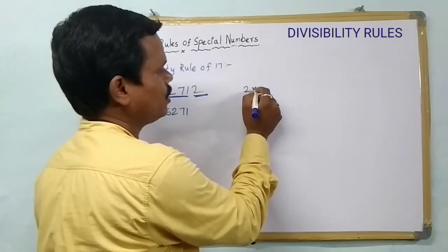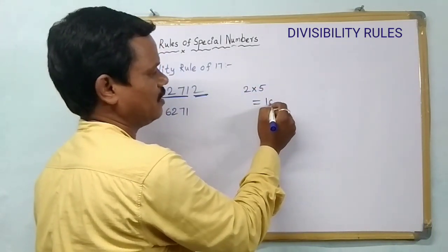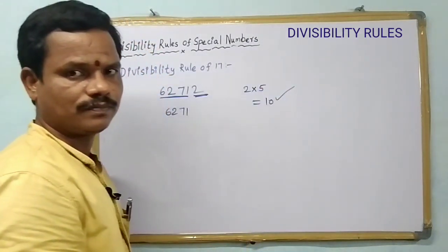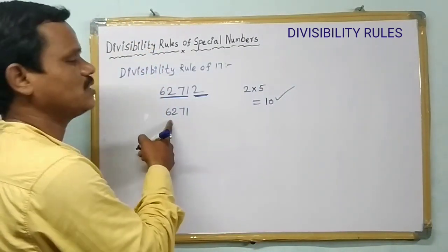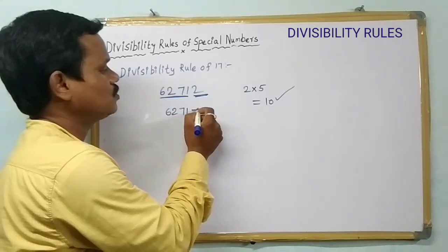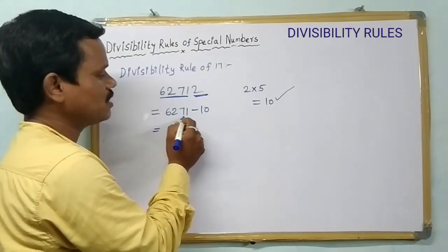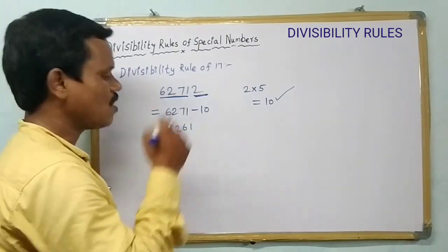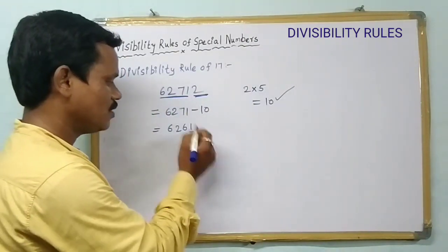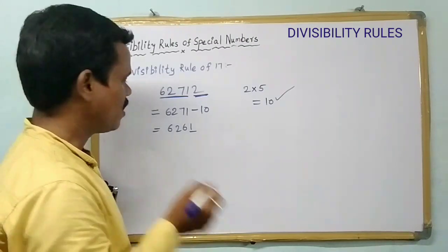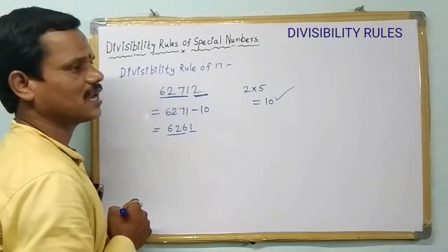So 2 into 5 is what? 10. Now subtract 10 from 6271, that is the second part. So 10. What is the result value? 6271 minus 10 means 6261. Now again divide it into 2 parts. The unit digit, 1, is one part. The remaining is the second part.